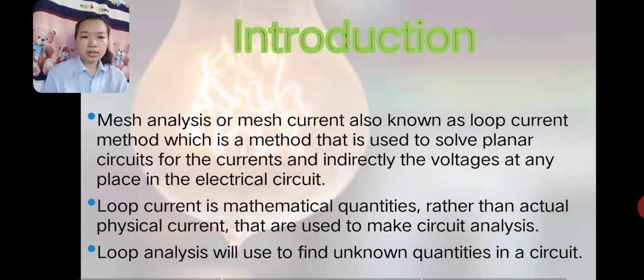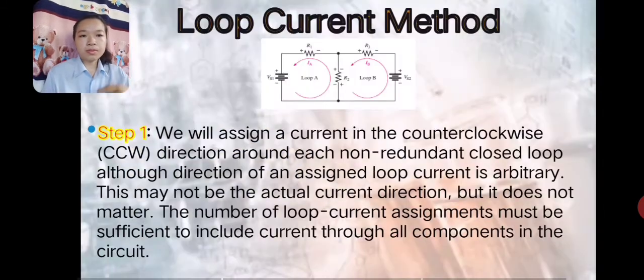The loop currents are a mathematical quantity rather than actual physical currents that are used to make the circuit analysis. And then this loop analysis will be used to find the unknown quantity in the circuit. The loop current method involves four steps to find the current.